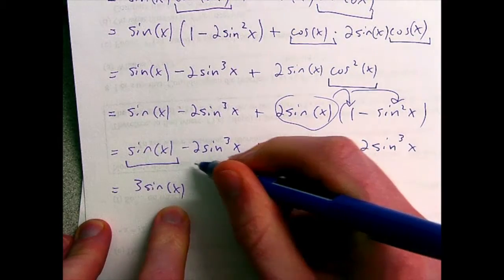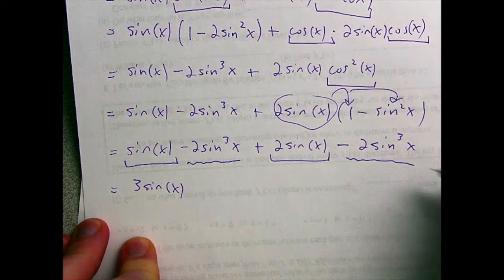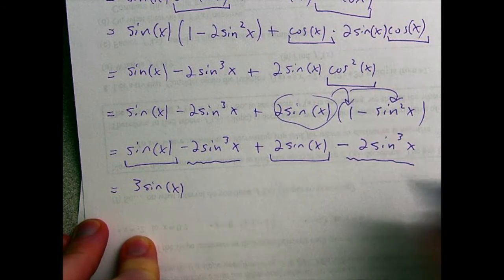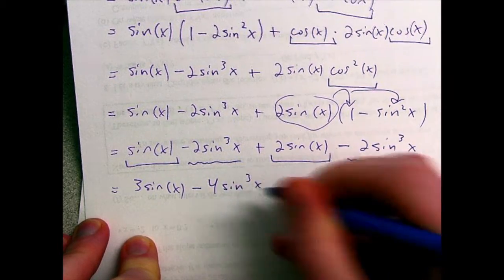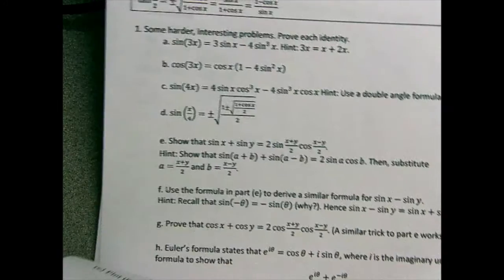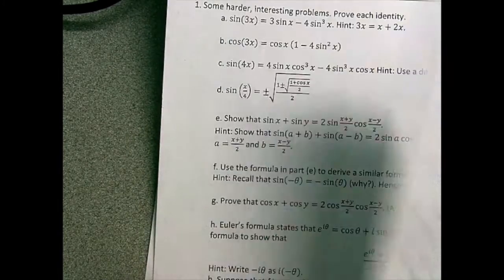And then we've got negative 2 copies of sine to the 3rd x and another negative 2 copies of sine to the 3rd x. That would be, in total, negative 4 copies of sine to the 3rd x. And I think that's what the right-hand side is, isn't it? 3 sine x minus 4 sine to the 3rd. Yep, that's exactly it. Okay, so that's how that one goes.